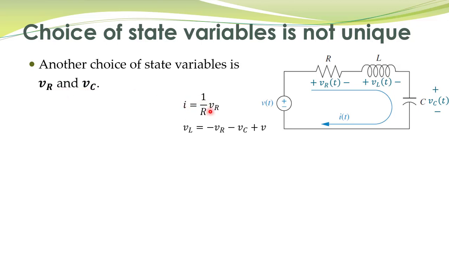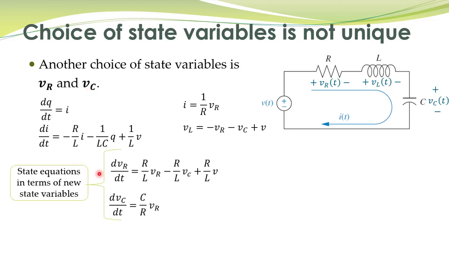Current is equal to 1 over R into VR, that is obvious from over here, and likewise the voltage across this inductor is equal to this thing. So what we have done is that in the previous slide we had taken current and charge as state variables and written all other variables in terms of those two variables. Over here we have taken VR and VC as state variables, and we have written all other variables as a linear combination of the state variables and the input signal. And therefore we can also write the state equations in terms of the new state variables. These are the state equations which we had written on previous slides, but these state equations are in terms of previously defined state variables. We can write these state equations in terms of these state variables as well.